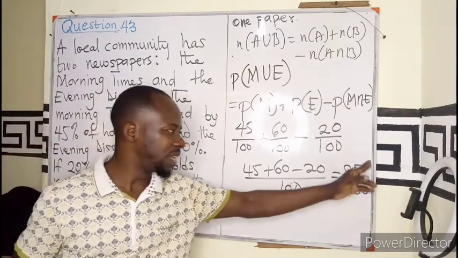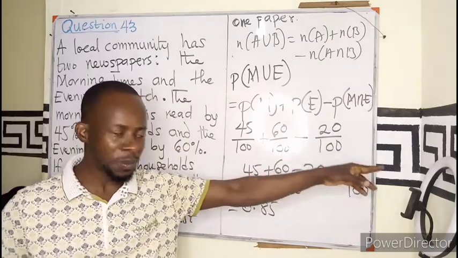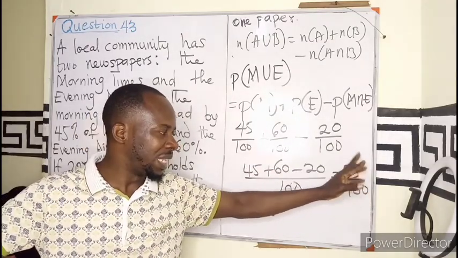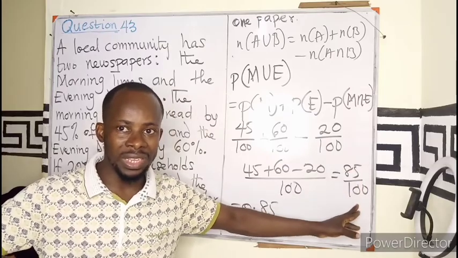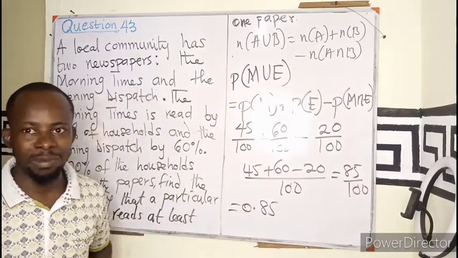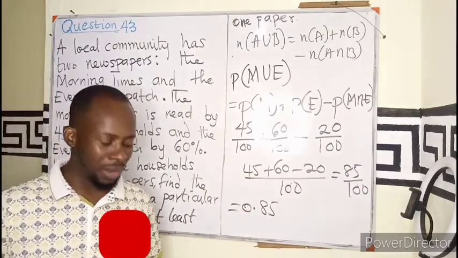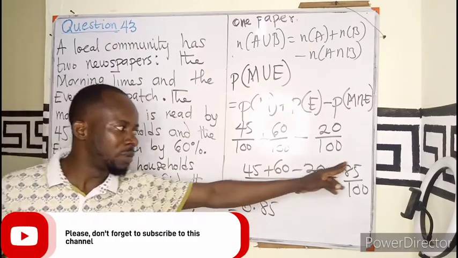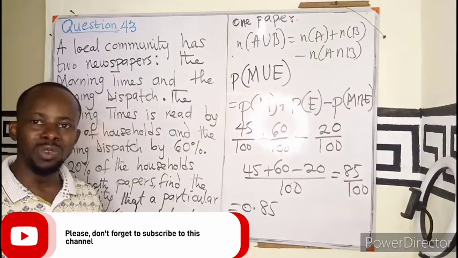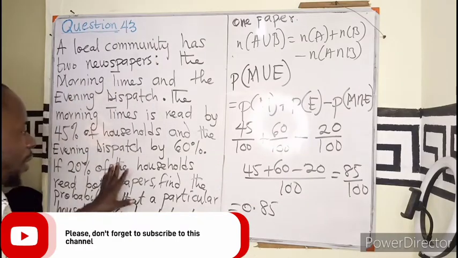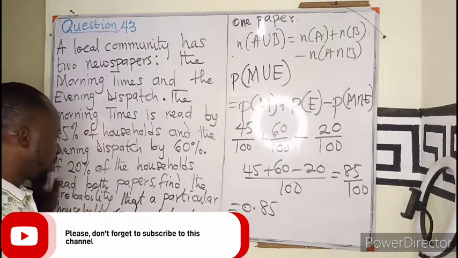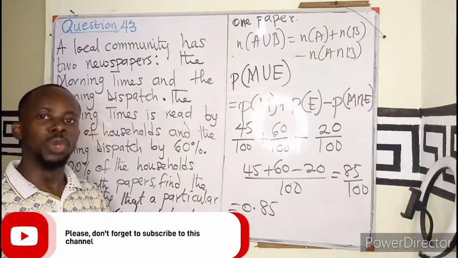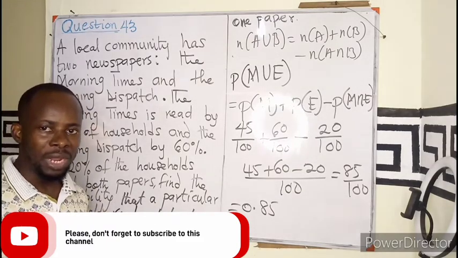We know we can leave it in fraction form, in the simplest form, which will be, I think, 17 over 20. Or we get the decimal, because the possible answers are in decimal, which will be answer C. So I'll move from 17 over 20 into 0.85. So that is the probability that a household is reading at least one of the newspapers. I believe you get the concept.